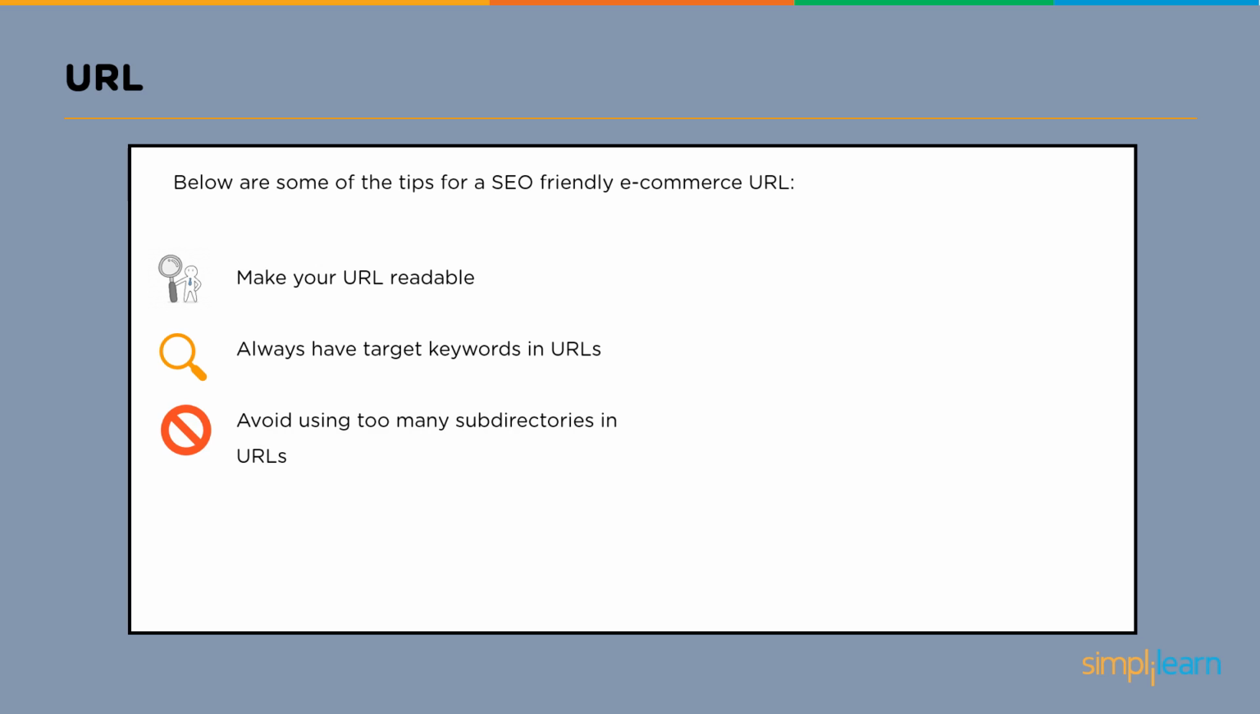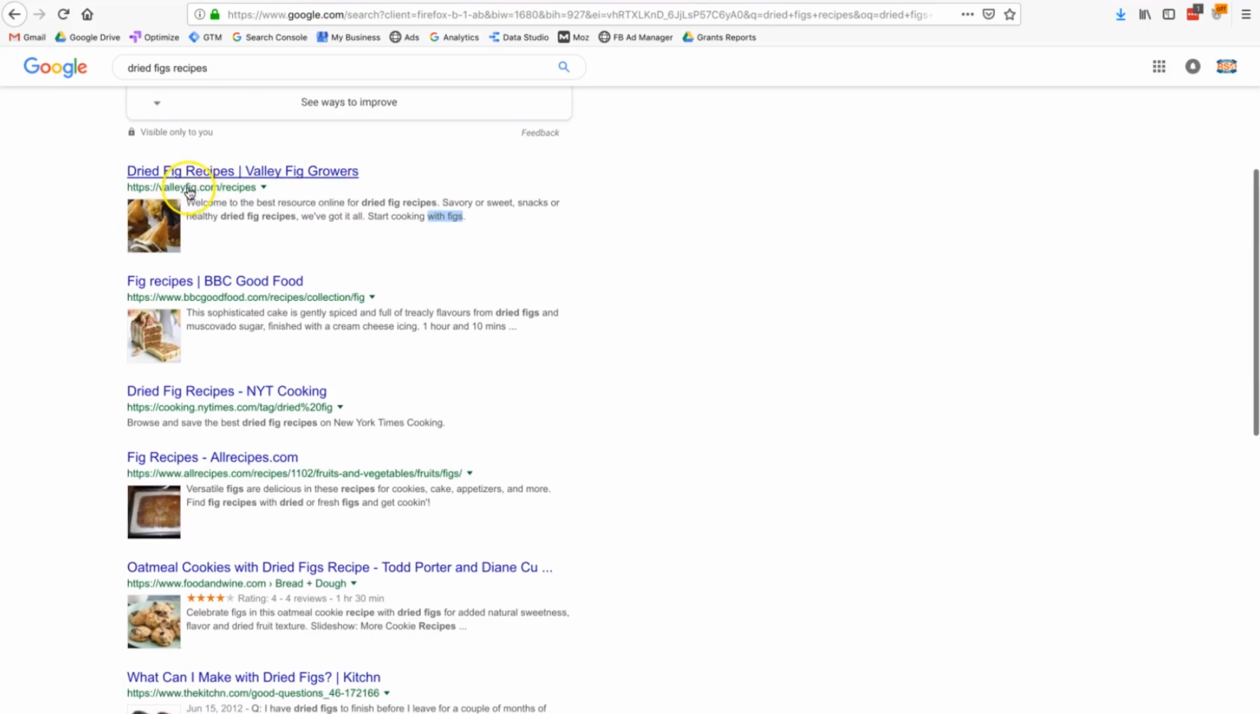Now avoid using too many subdirectories in the URLs. So we want to keep it as close as possible to the root directory and match the URLs to titles most of the time. So let's go back to our example here. Here we can see this is valleyfig.com/recipes, not necessarily dried fig recipes, but recipes nonetheless. It's in the root directory.